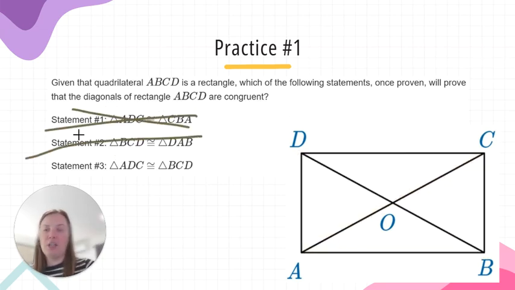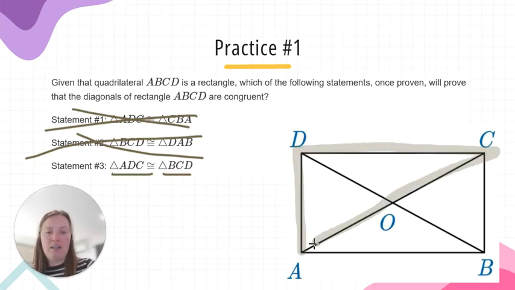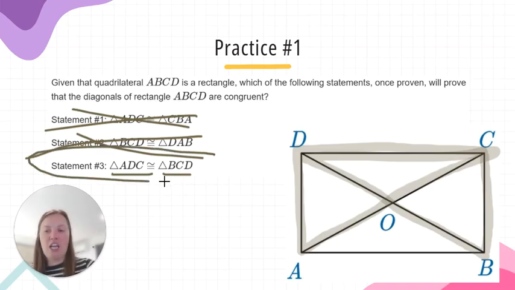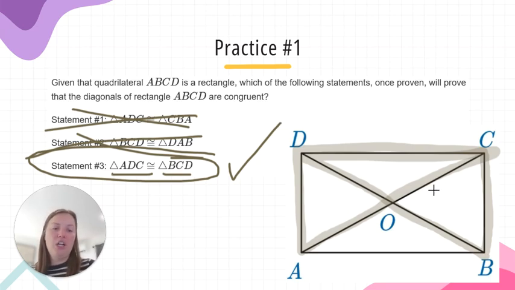So let's confirm here that ADC and BCD would be correct. So A, D, C, okay, and B, C, D. There we go. We've hit both of our diagonals here. So that means that we could use this statement to show that our diagonals are congruent because we are talking about each one of the diagonals.